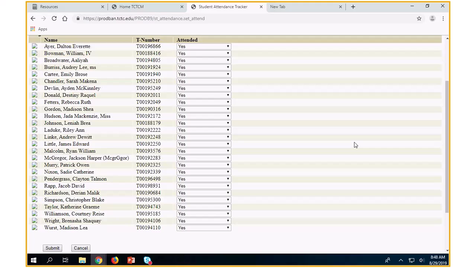Let's see how many are in here. 2, 4, 6, 8, 10, 12, 14, 16, 18, 20, 22, 24, 26, 27. I know that's wrong. Somebody must have added my class. 1, 2, 3, 4, 5, 6, 7, 8, 9, 10, 11, 12, 13, 14, 15, 16, 17, 18, 19, 20, 21, 22, 23, 24, 25, 26, 27.